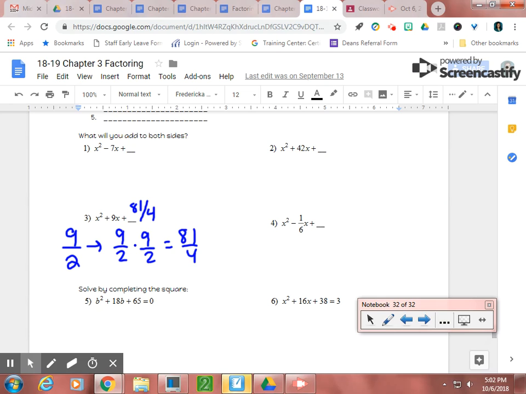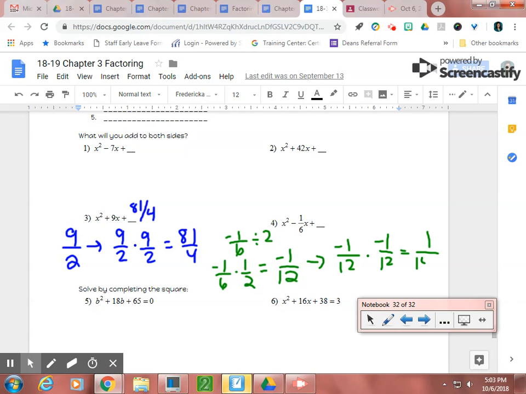So now you have a fraction. Fractions freak us out, but they're not that hard. We're taking -1/6 and dividing it by 2. What that means is we're multiplying it by the reciprocal of 2, which is 1/2. Sorry, 2/1 is the reciprocal. So when we're dividing by 2, we're multiplying by a half, taking half of it. That's going to give us -1/12. Then we square that, which is -1/12 times -1/12, which is a positive 1/144. And that is your solution to that one. So that's what we're adding to both sides.